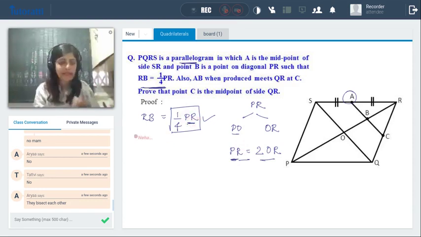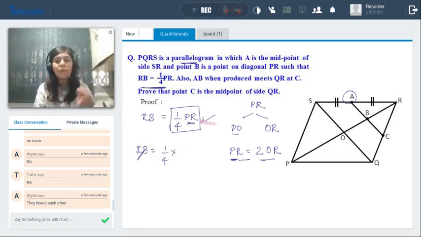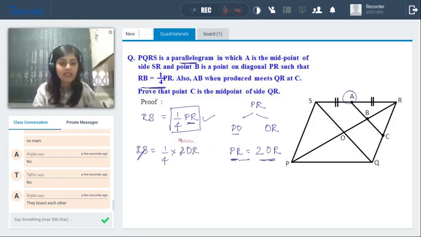RB is 1/4 of PR. Let's try to do that. So now what do I get? RB becomes 1 upon 4 into PR, which can be written as 2OR. So I'm going to write 2OR. Can I cancel 2 and 4? Yes, obviously, 2 ones are 2, 2 twos are 4. And now what do I get? RB is half of OR.